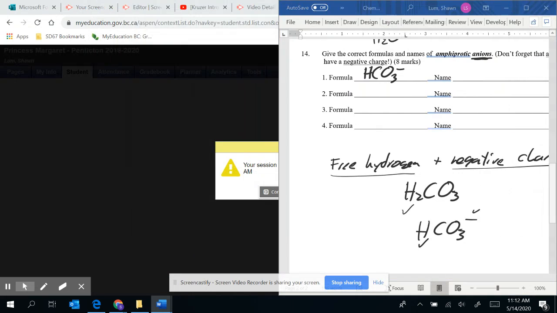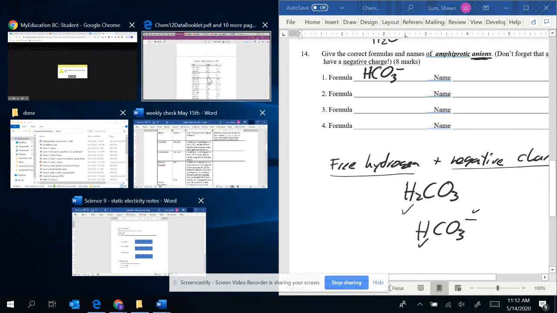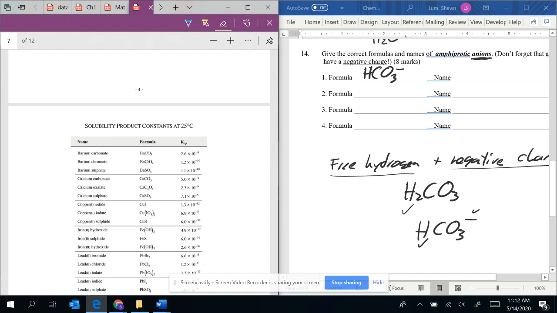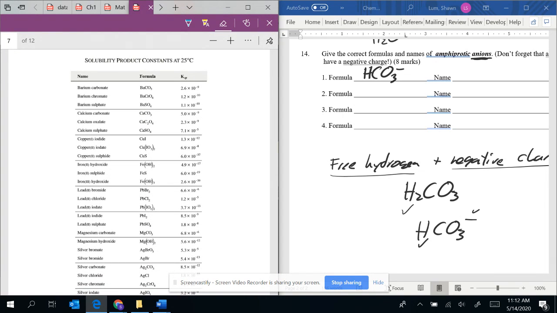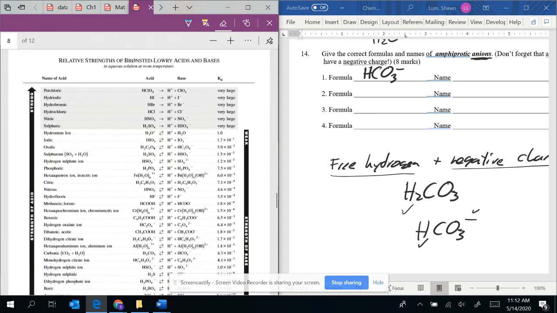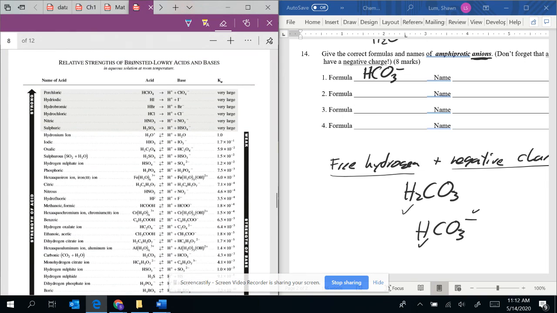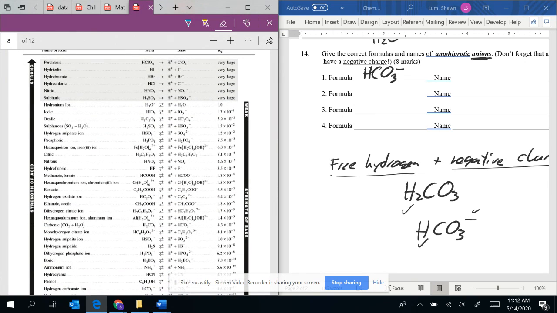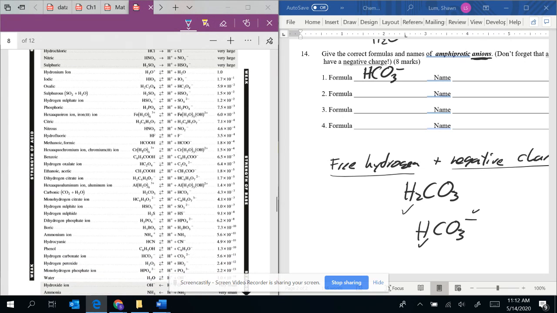Okay. Now, if you have a hard time looking these things up, what you can do is, let's go put that over there, and we're going to open up this one. So this is my data table. Here's KSP stuff. We're going to go all the way down, and now we're going to be taking a look at these things right here. So first off, I put HCO3 minus. I'm unsure of what the name of it is. So what I have to do is find where HCO3 minus is on this table. And I should be able to find it. And there it is right there.